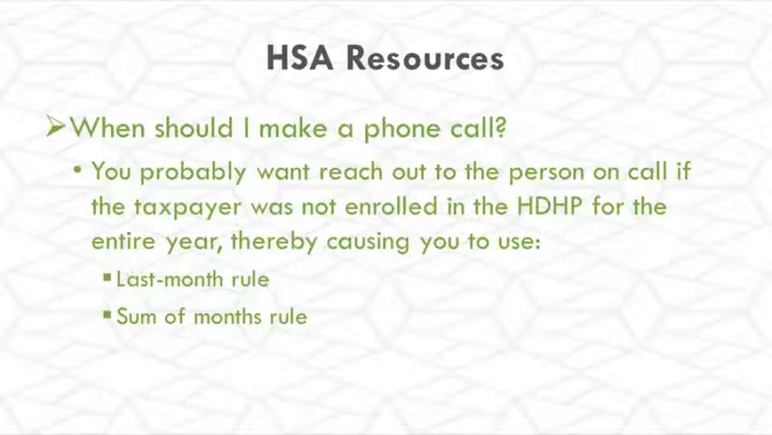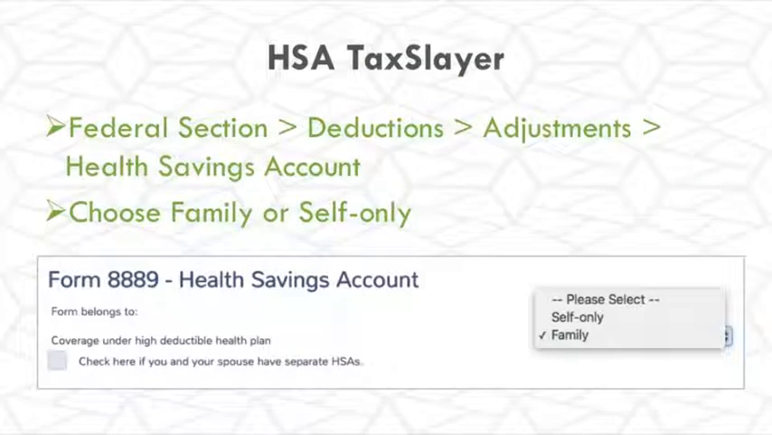Now, when will a site coordinator make a phone call to the leadership team members? They're probably going to want to call if the taxpayer was not enrolled in the HDHP for the entire year, because this causes us to either use the last month rule or the sum of months rule. More details in the 8889 instructions.